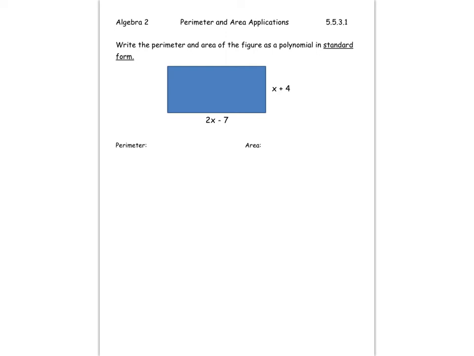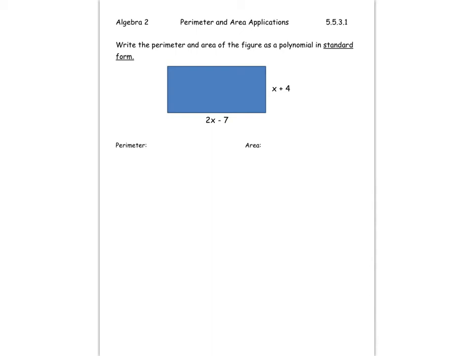Alright, so a geometry application to our adding, subtracting, and multiplying. Why might anyone ever need to do these things? Well, perimeter and area will make us do those things. So here we go. Perimeter, remember, means add all the sides.